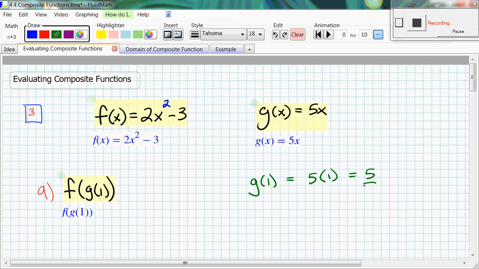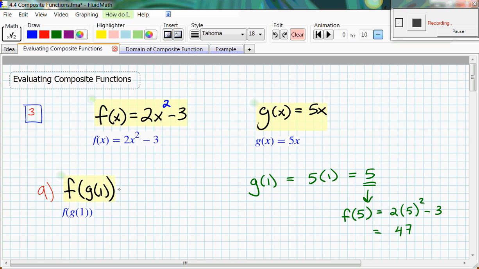Now, I take my 5 and I plug that into my f function, so I'm figuring out what is f of 5. So in this case, I take that and I plug it into the f function, which would be 2 times the quantity 5 squared, and then subtract 3. Well, that's 25. 25 times 2 is 50. 50 minus 3 is 47. So I'm getting an answer of 47, right?